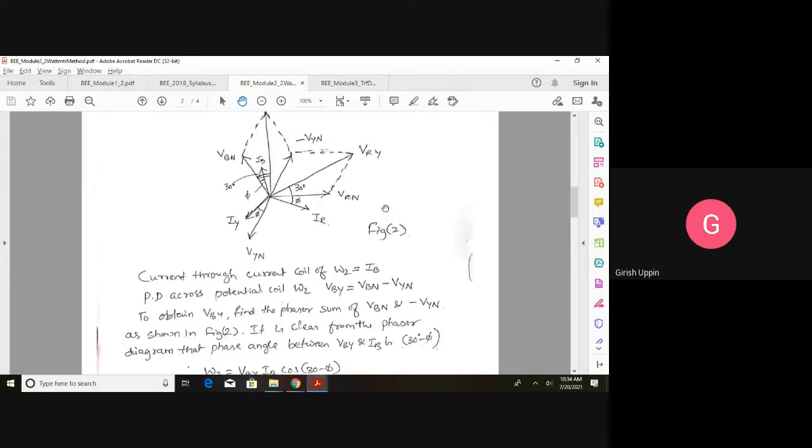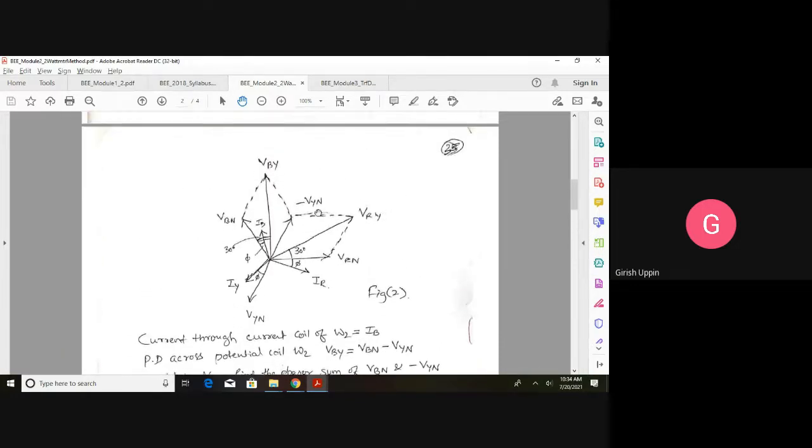Now we will find that one. So what is the current flowing here in wattmeter 2? IB. Okay, and what is the voltage? VBN minus VYN. Where is VBN? This is VBN, and this is minus VYN. Sum of that is VBY.